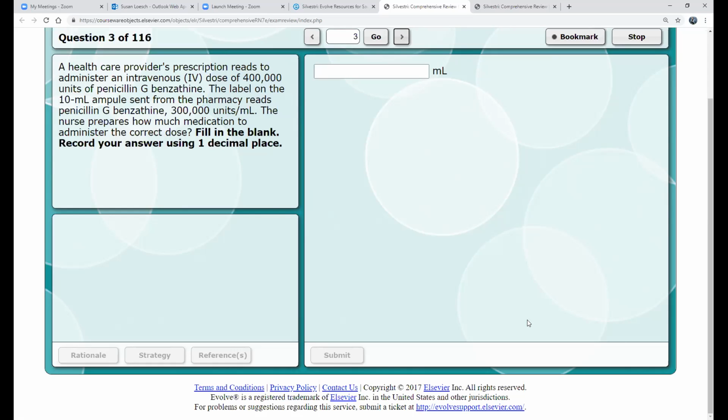Now, I hear nurses say, oh, look at all this fluff they put in there to trick me. That's not what they did. In real life, your patient's getting penicillin 2 or 3 times a day. So the pharmacy sent up a 10 ml ampule so that you can pull multiple doses out of that and give it to the patient, because that's how you're really going to get it on the floor. You have to be able to draw from that ampule to get the correct dose. So in order to do that, we're going to do desired over have.